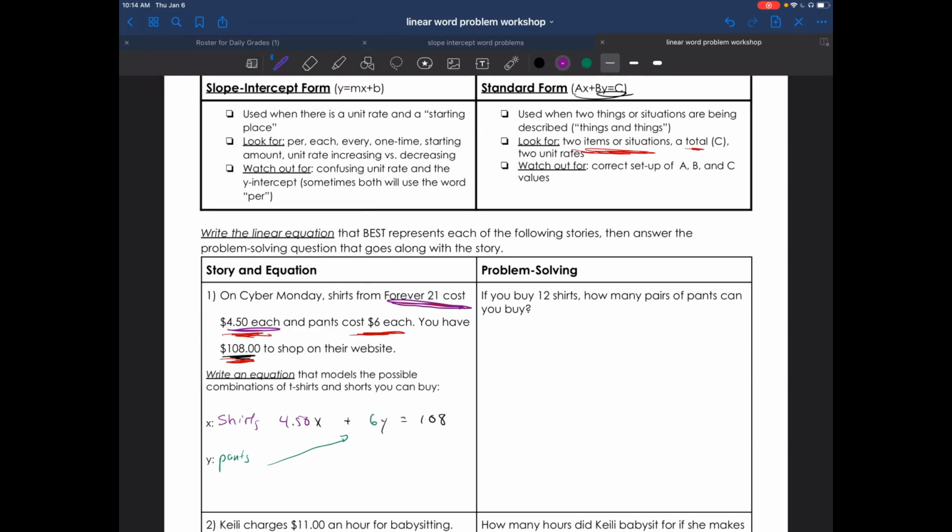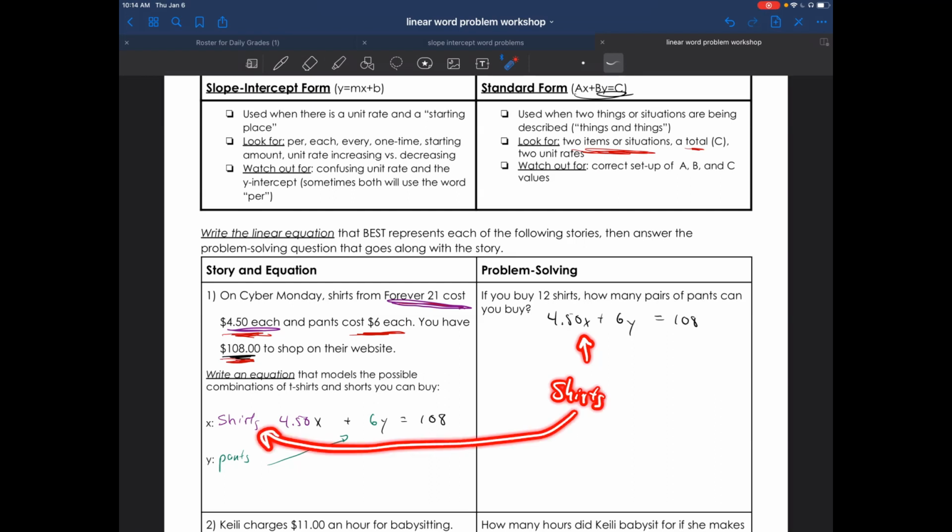All right, so we have our equation. I'm going to write it over here. So it's 4.50x plus 6y equals 108. Now what I want to do is take a look at the actual question here. My question says, if you buy 12 shirts, how many pairs of pants can I buy? Well, we know that X are my shirts because we figured that out from here. So I'm just going to plug 12 in to X.